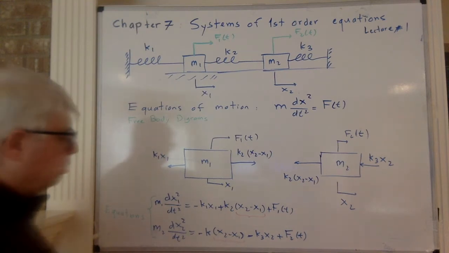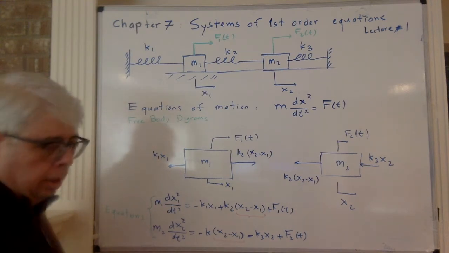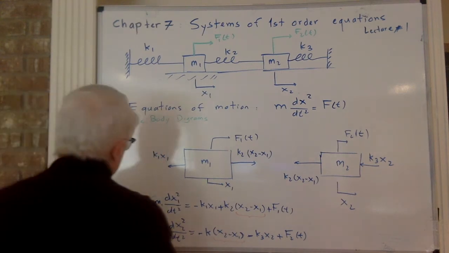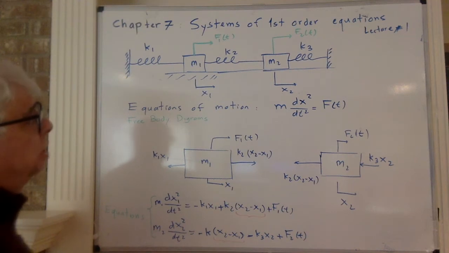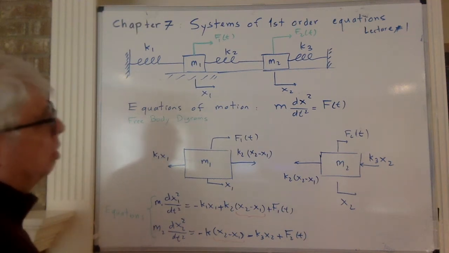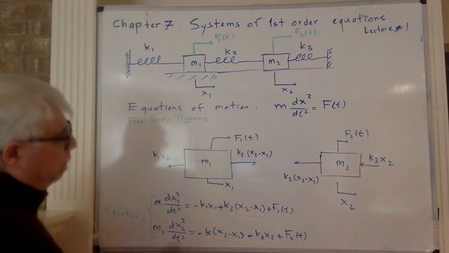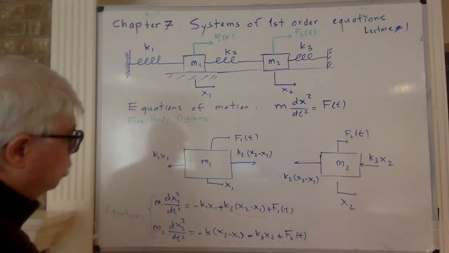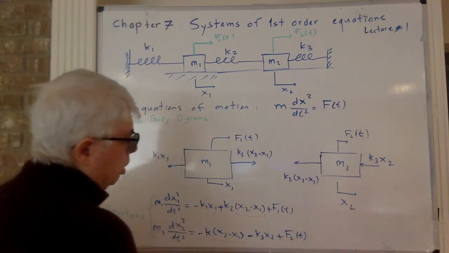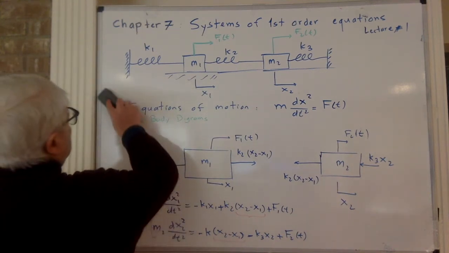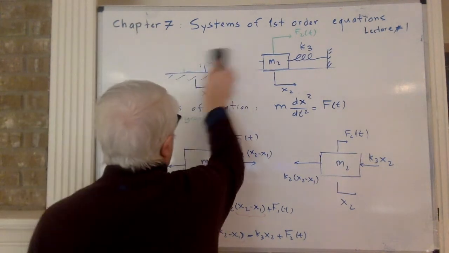Okay, now this is just a nice example to see that even the simplest spring mass system, when they're connected with some spring in between them, you will get an equation like this, which is coupled. So you have to solve them together. Okay, so let's erase this and start.